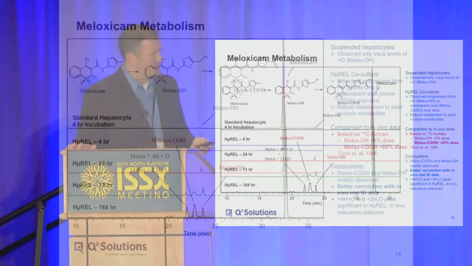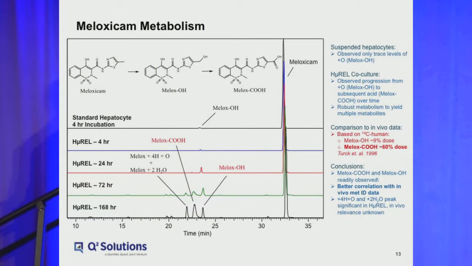So here's the first one. This is meloxicam. The structure is shown up here. We know that one of the main sites of metabolism is hydroxylation at this position here. And what you will notice in this panel of several chromatograms is that this is the chromatogram for a standard 4-hour incubation in suspension. And then as you go down, you see the Hurel 4-hour, 24-hour, 72, and 7-day incubations. While you can see some of this hydroxylation at very low level, normalized to parent peak area on this side here, you see a very low level metabolite.